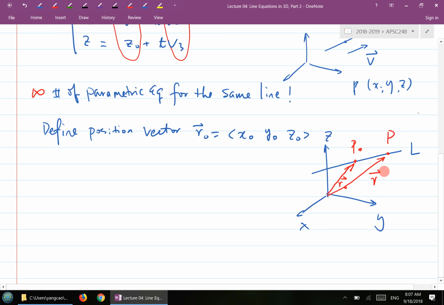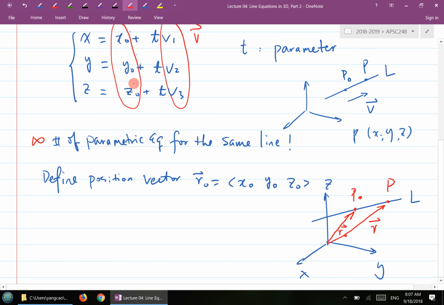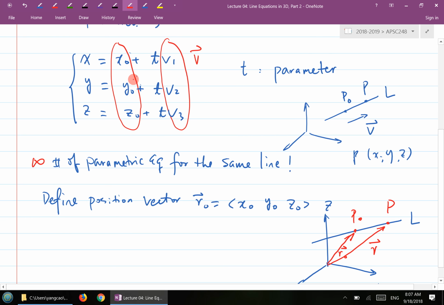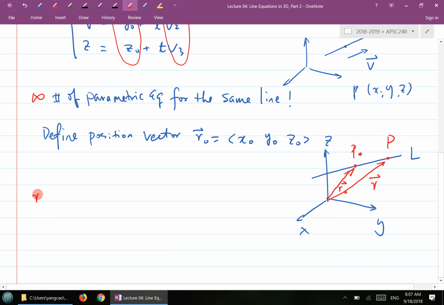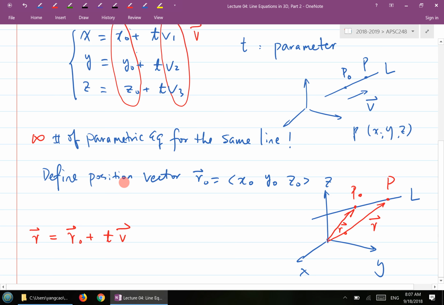Okay. And now, if I go back to the parametric equation that I wrote down here, you can literally see you have this position vector, this is a parallel vector, and this is the position vector for the point capital P, right? So you can write down those 3 equations in a much briefer and shorter form, which is r equals r naught plus t times v. Okay, can you see that?